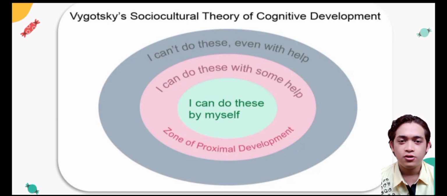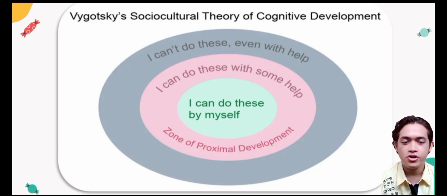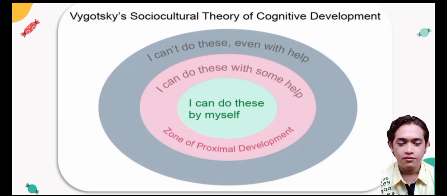The last one of the zone of proximal development is where a child cannot do things even with the guidance of other people. For example, again, the toddler may drive a car. We can clearly tell that a child cannot drive a car. So those are the things that a child can't do even with the help of other people. Now that is the sociocultural theory of Lev Vygotsky.